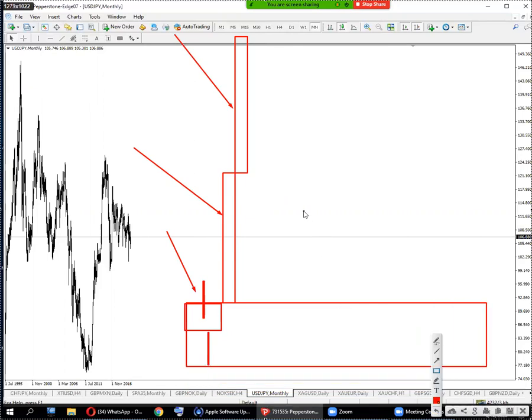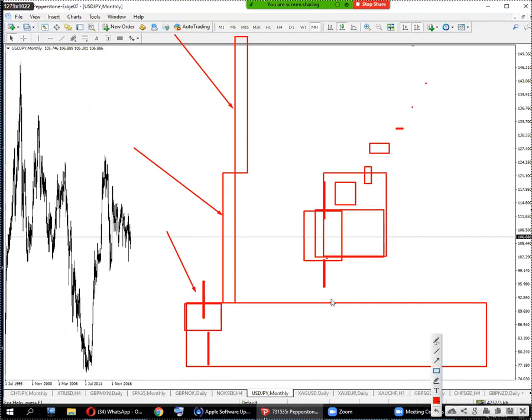If we have the base candle and we have small, tiny candles, we cannot draw this zone. We always wait for the departure candle. If we have the departure, then we can draw the zone.